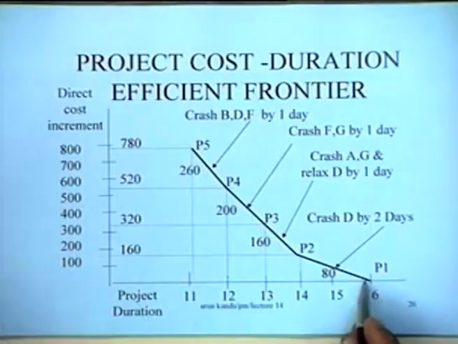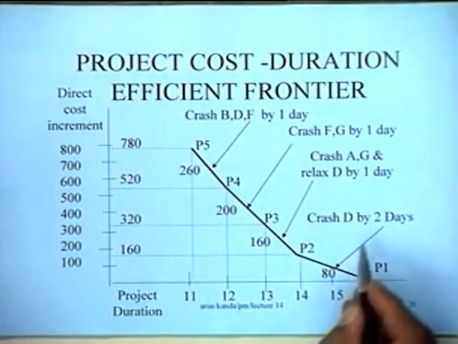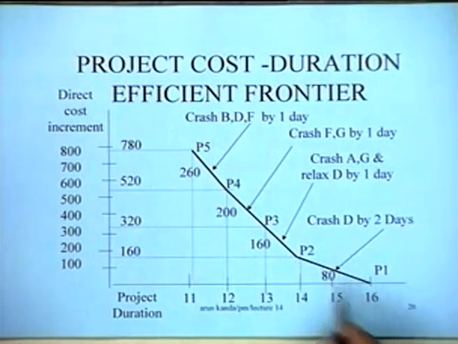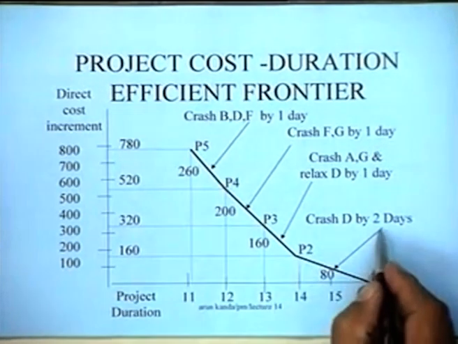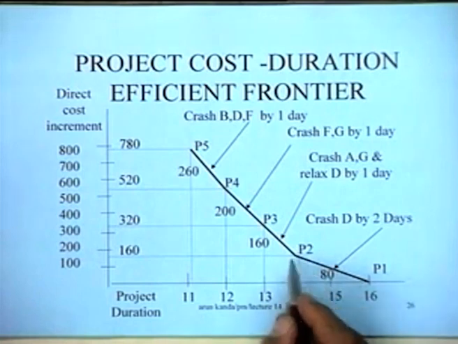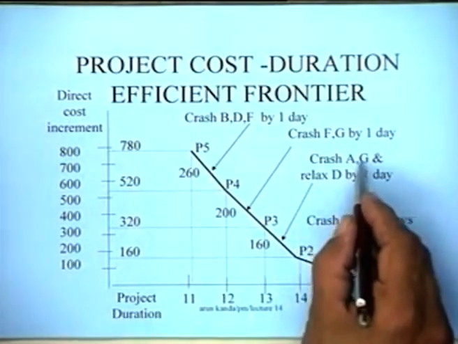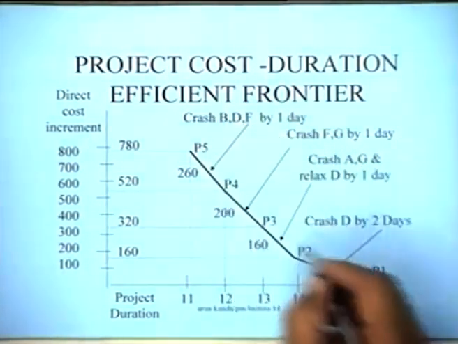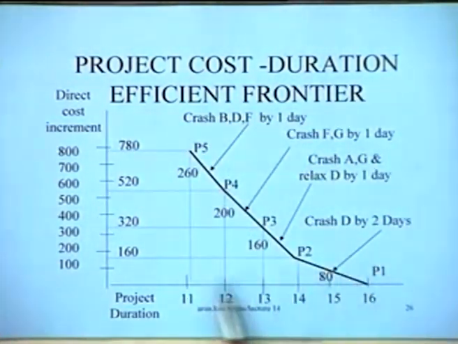And what you see is that you have this curve, and what we have here is the managerial decisions. If you want to reduce the duration of the project from 16 to 14 days, it's best to crash D by 2 days. From this to this, it's best to crash AG and relax D by 1 day. That's what we have discovered. So these are the managerial decisions, and this curve tells you a number of things. It tells you, for instance, that the project can be done in a normal duration of 16 days to a crash duration of 11 days in this region.